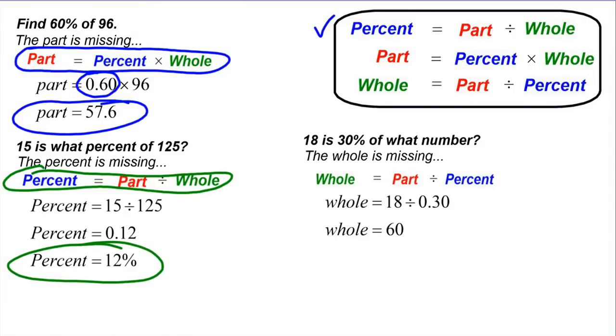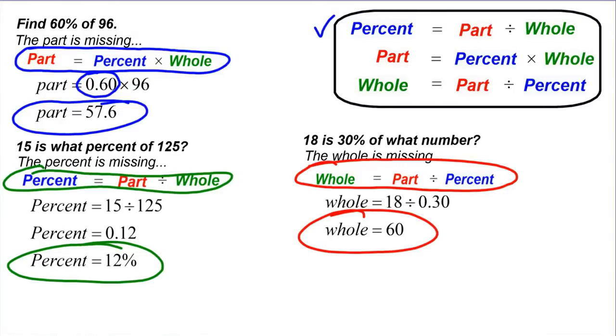So 15 is 12% of 125. And then lastly, 18 is 30% of what number? Here the whole is missing, so we're going to use whole equals part divided by percent. And the part is 18 and the percent is 30%, which as a decimal is 0.30. So we take 18 divided by 0.30, and that gives you 60. And that's going to be the whole. So 18 is 30% of 60.